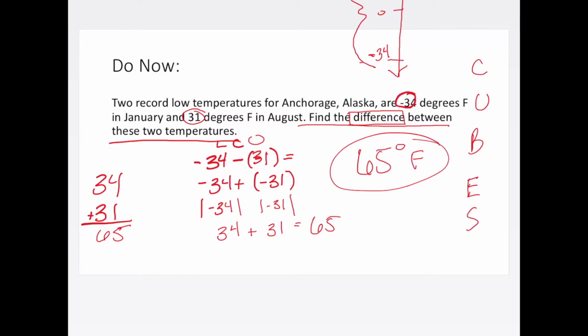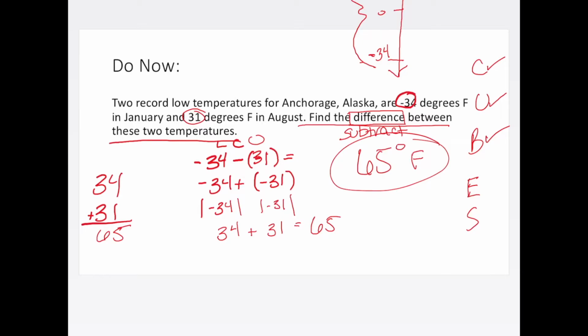Two record low temperatures for Anchorage, Alaska are negative 34 degrees Fahrenheit in January and 31 degrees Fahrenheit in August. Find the difference between these two temperatures. The first thing I have to do is circle my numbers, so that's negative 34 and 31. I underline the question. In this case, it's a little tricky because there isn't an actual question mark. It's telling us what to do: find the difference between these two temperatures. And I box any keywords that are there for me. And the keyword here is difference, which tells me to subtract, right?